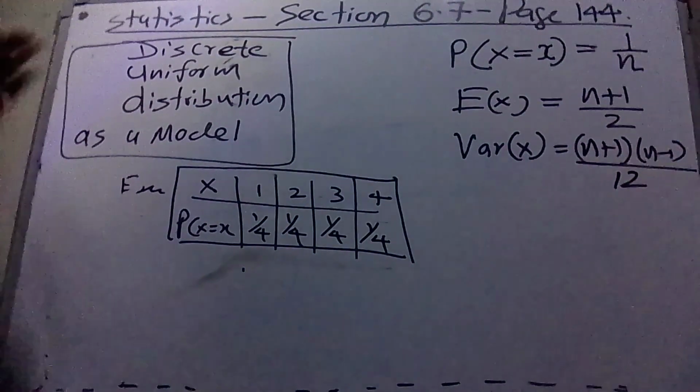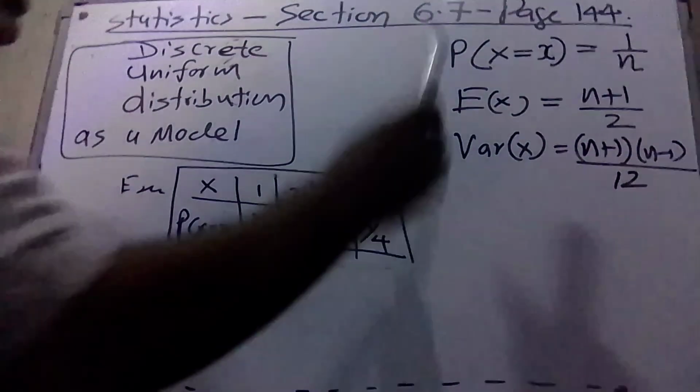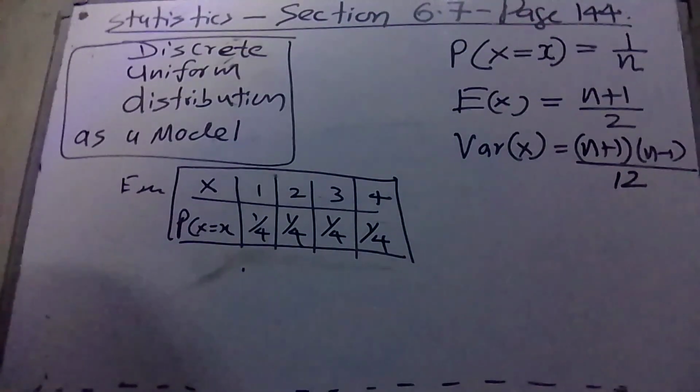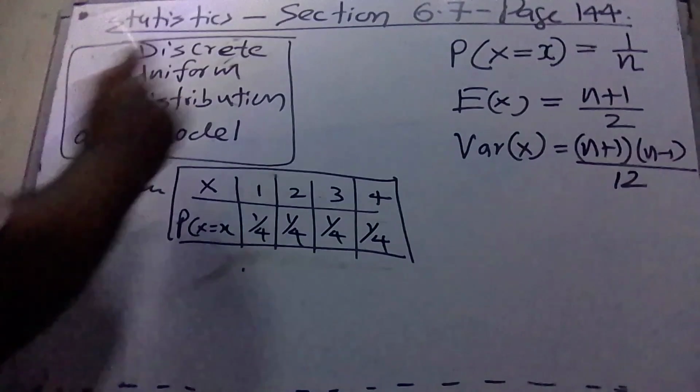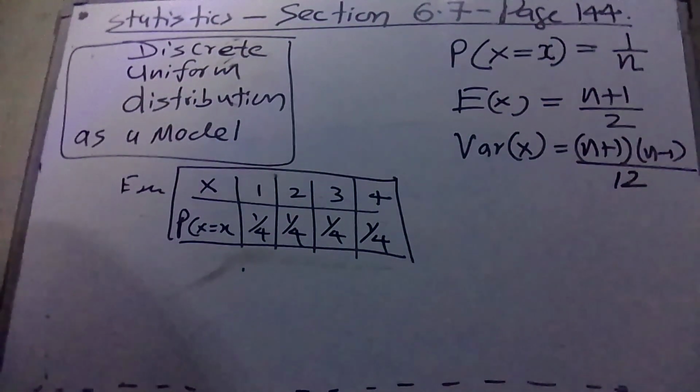Okay, we will do this small section, right? This I took from the PDF. I don't have the hard copy of the textbook, so the page would be around page 144. The section is 6.7, and this is a very short section, the last section for this chapter 6.